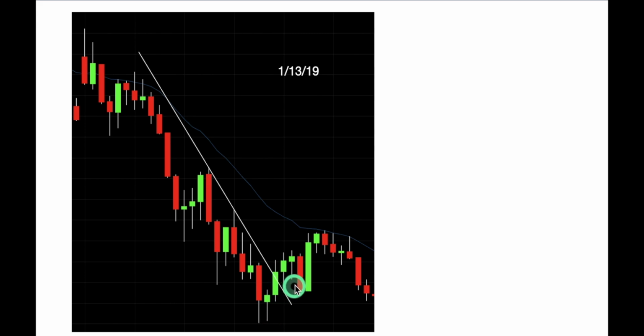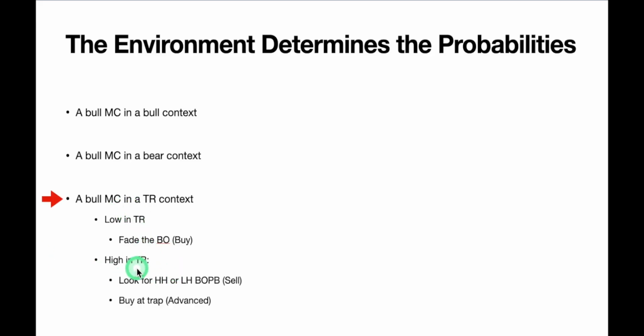So it's much higher probability to fade this microchannel than to fade this microchannel. If you have a bull microchannel, but we're high in a trading range, the expectations are different. If you're high in a trading range and you have a bull microchannel, you know that the bull microchannel means that there's strength. And so what Al recommends for traders, especially if they're trading with stop entries, is to look for a higher high or lower high breakout pullback sell.